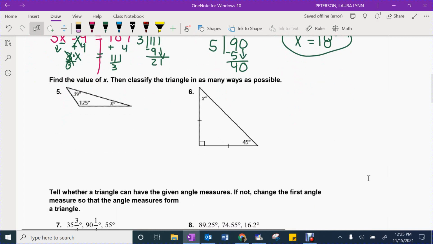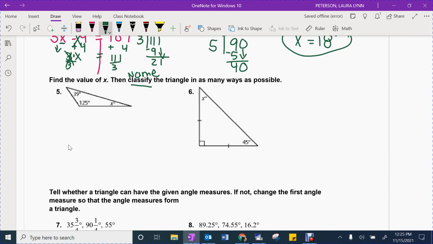Then let's keep going. Question 5 and 6. Now it says find the value of x and then classify. This means give the triangles a name. Now there can be more than one name per triangle.